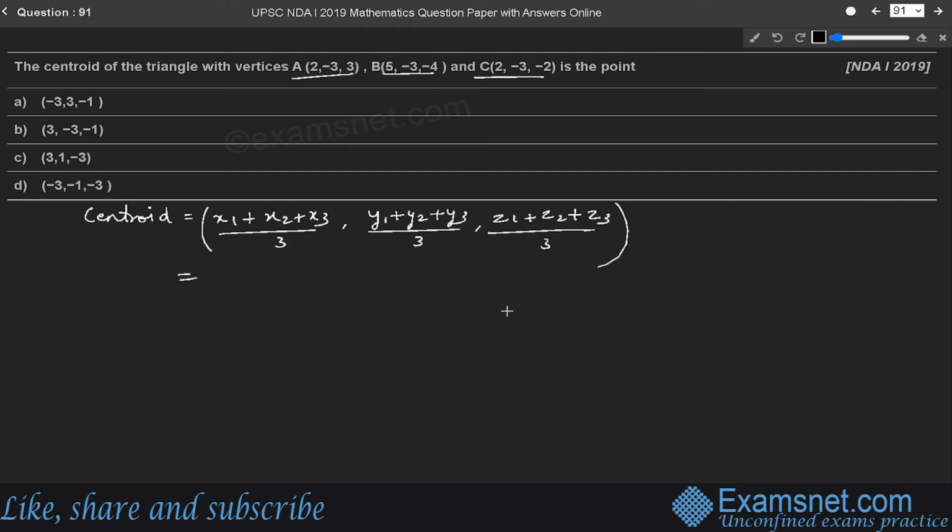So putting the values here from the given points, we will get (2 + 5 + 2)/3, (-3 - 3 - 3)/3, and (3 - 4 - 2)/3. So on further solving it, the points will be 3, -3 and -1. So these are the points for the centroid. Therefore the correct option is option number B, 3, -3 and -1.